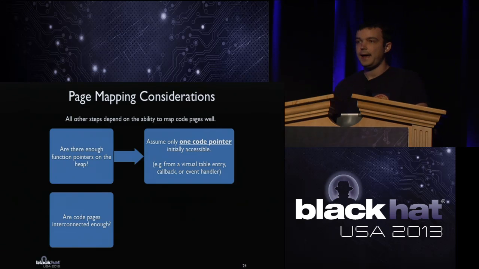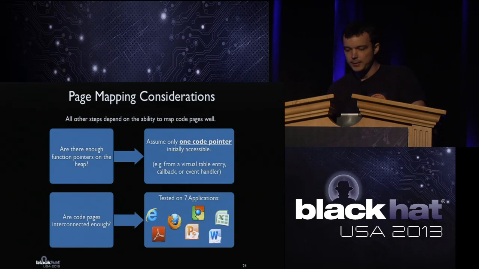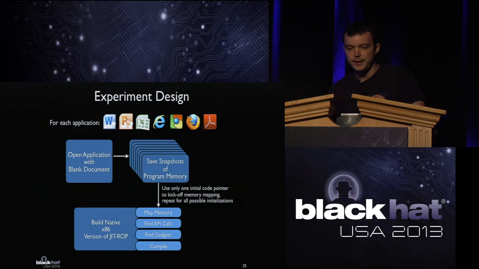Second, once we have an initial page, we need to check if those code pages are actually interconnected enough, again, to see if we're able to map enough of the memory. And so the way we looked at this was we just tested this on a bunch of different applications that are popular and fun to exploit, represented by their icons there.